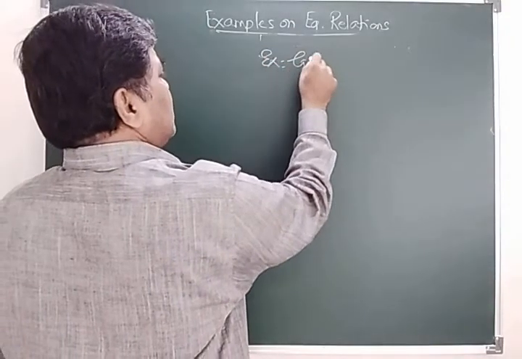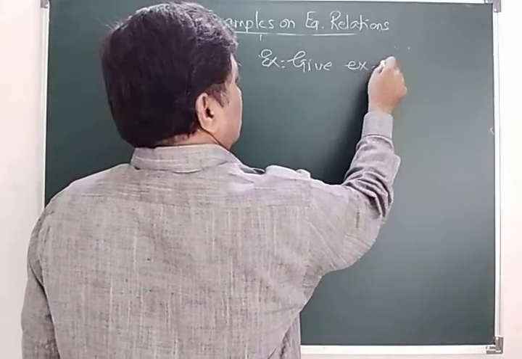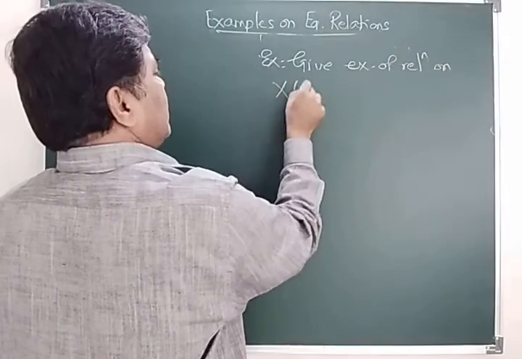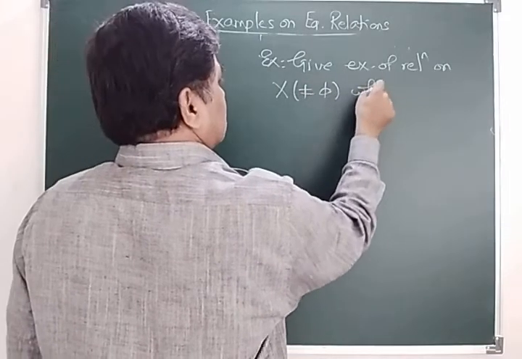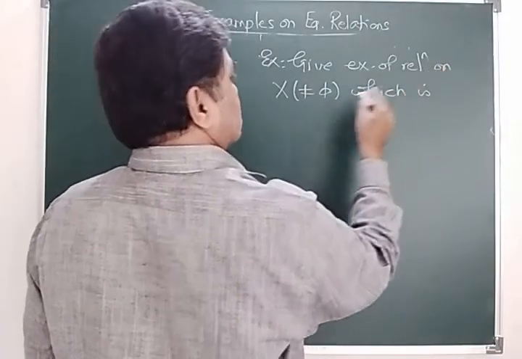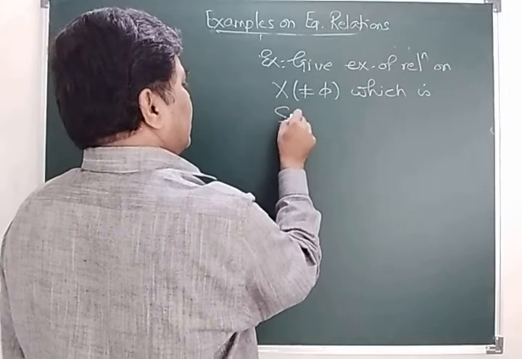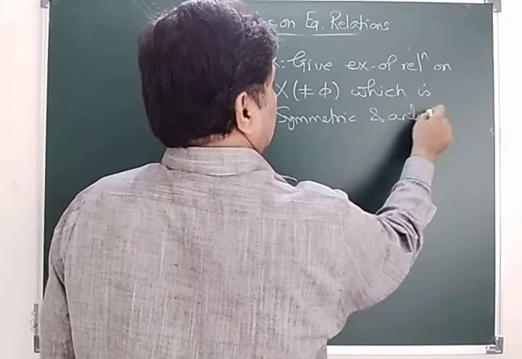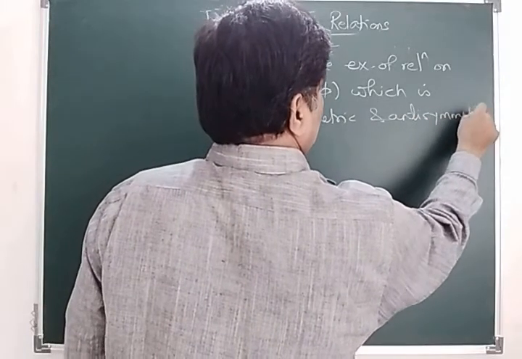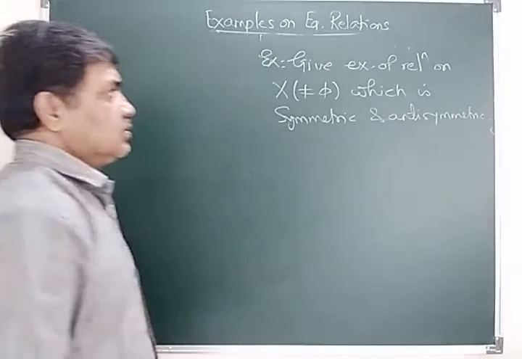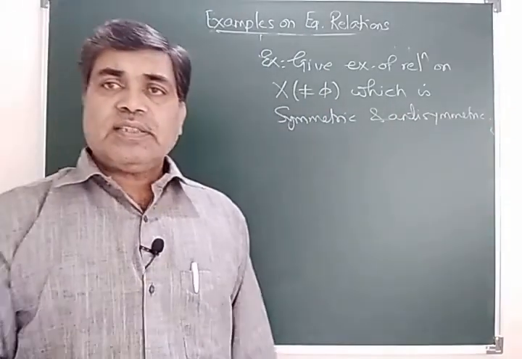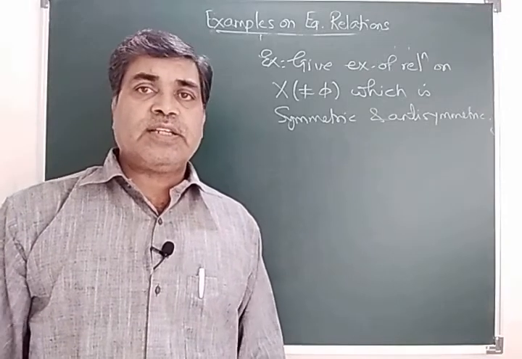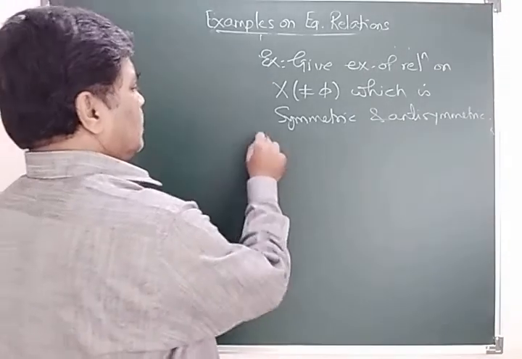Give an example of a relation on a non-empty set X, not equal to phi, which is symmetric and antisymmetric. It must be symmetric as well as antisymmetric. Okay, so solution.